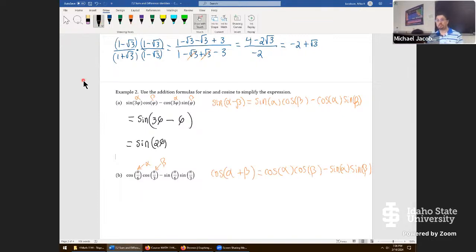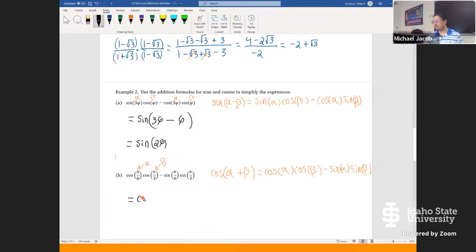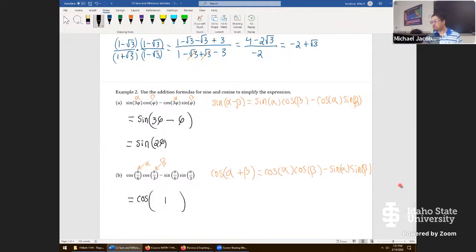Really, most of this problem is just identifying which is the right identity to use. That's the value in writing these things down, because it's going to help us spot them when we see them. So the whole thing turns into cosine. There'll be a plus in the middle. Where we see the alpha, that's going to be a pi over 6. And where we see the beta, that would be the pi over 3 altogether.